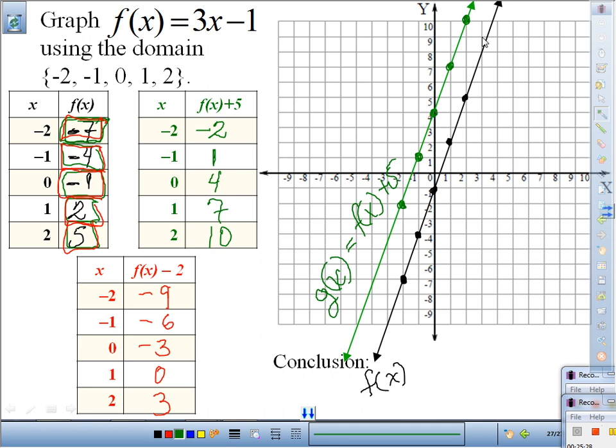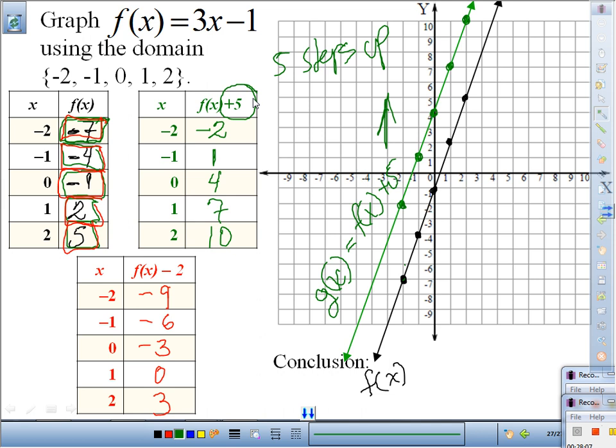Clarissa, what would be the directions? She said 5 steps up. Let's see. From here, 1, 2, 3, 4, 5. From here, 1, 2, 3, 4, 5, and so on and so forth. Hands if you see that. Okay, now look at the function and the transformation of the function. Look up. What do you notice here?